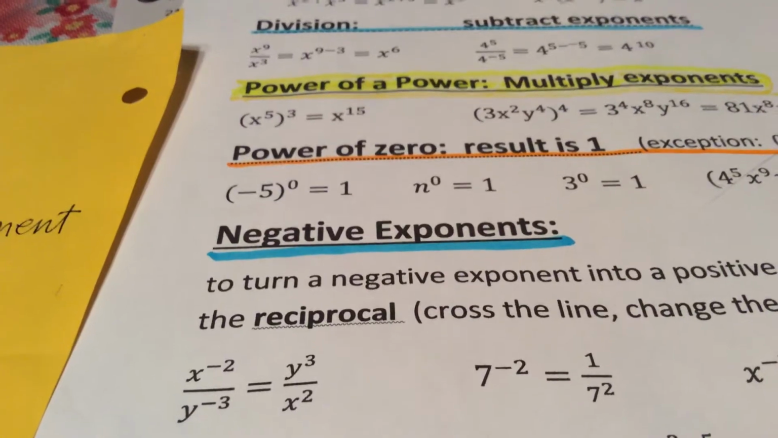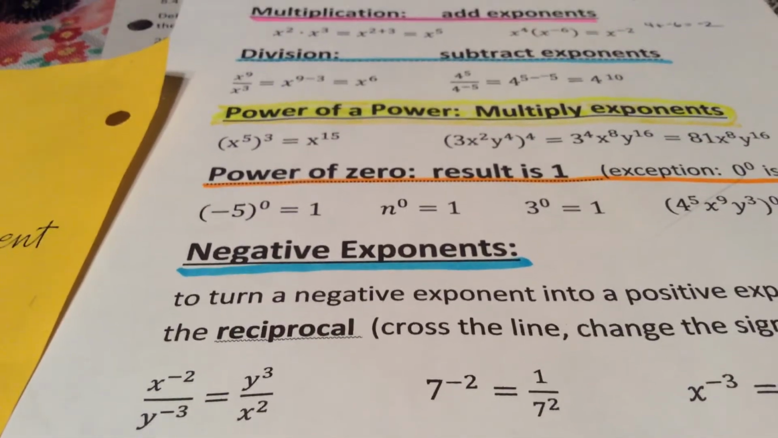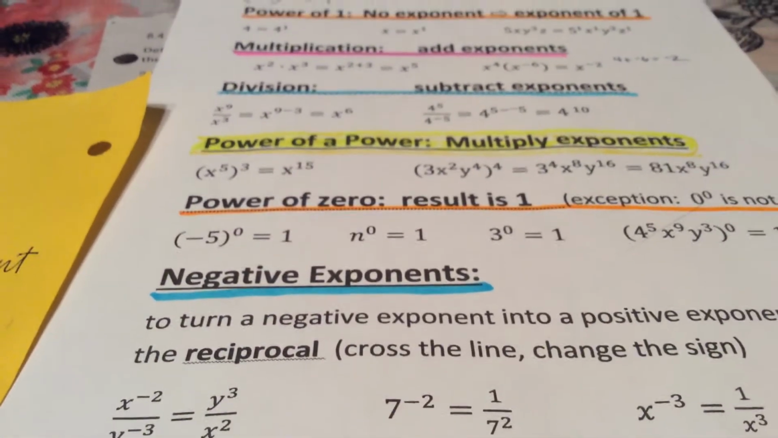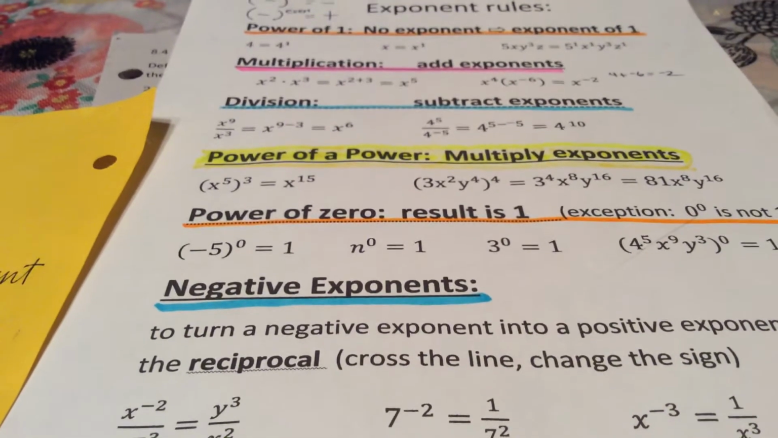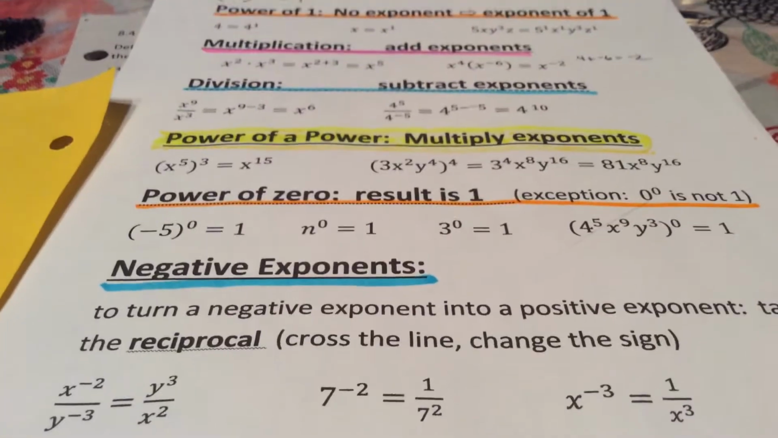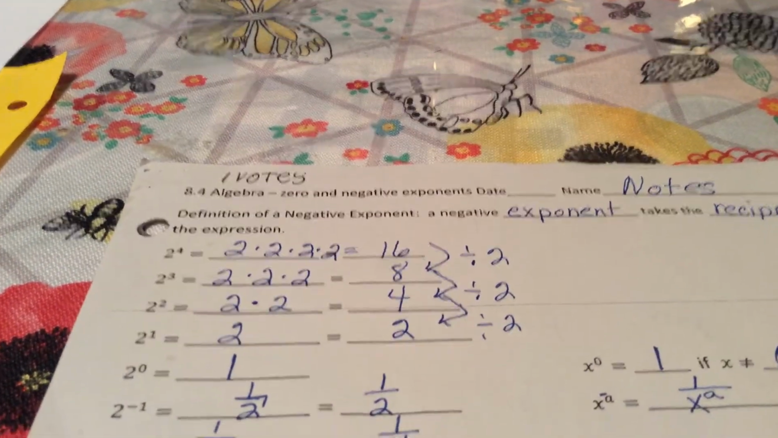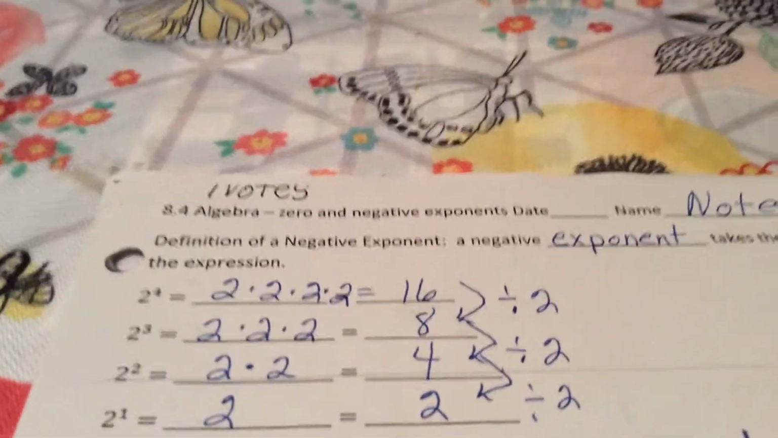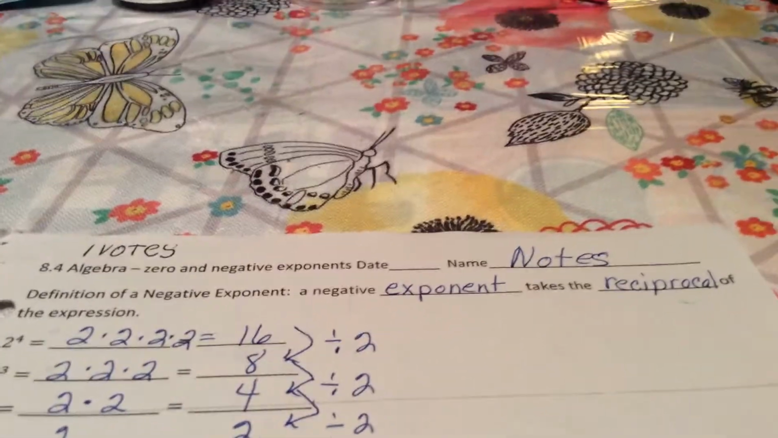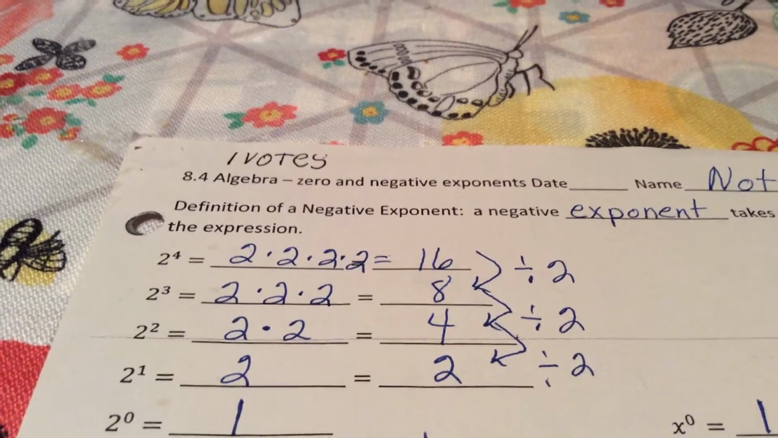Negative exponents. We're going to talk about this first, and then we will come back to this. But take some time to do some coloring on this and some time to get to know it and keep it where you can have it available to you. Definition of a negative exponent: a negative exponent takes the reciprocal of the expression.